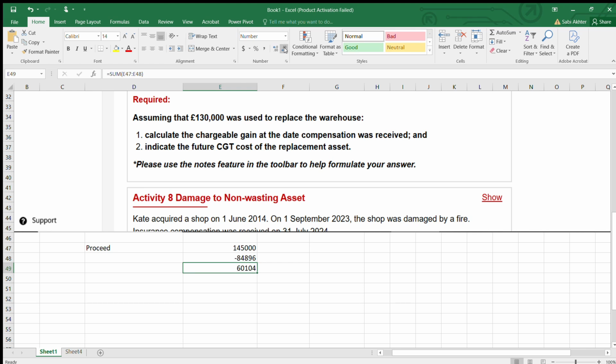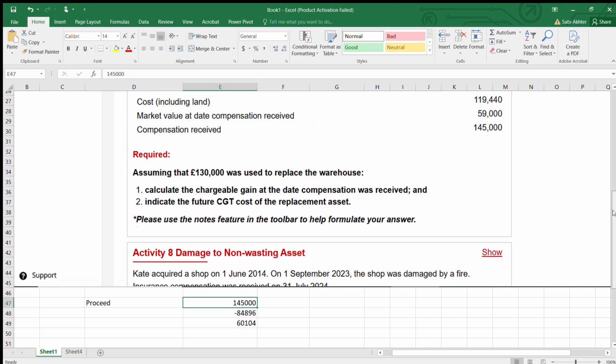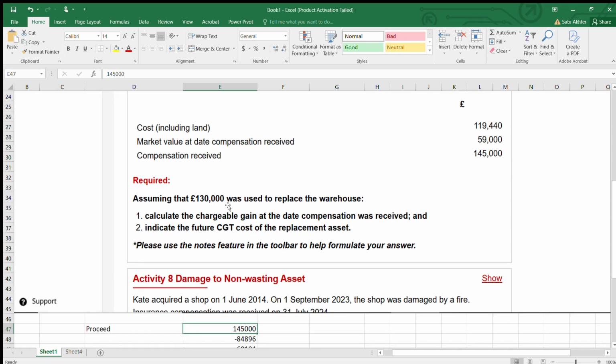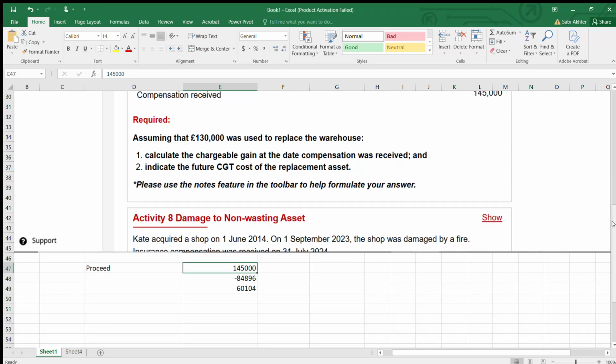Now, we have to see whether we have anything rolled over relief or not. So what is the proceed? If you see, the proceed is 145. How much did you use from 145? You used 130. You did not use the entire compensation. How much you did not invest is your gain. So 145 you have used versus 130. So the difference is 15. 15,000 is rolled over relief.